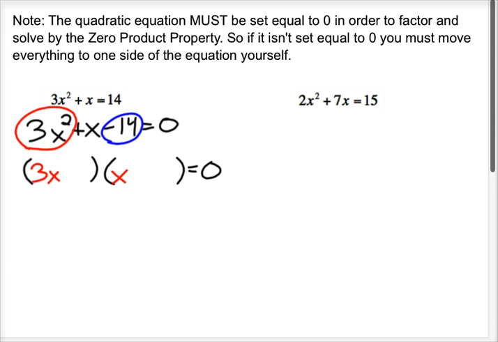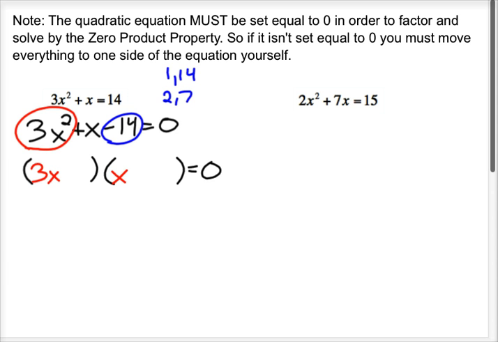Negative 14, well, that's 1 and 14, 2 and 7. Now, recall, the way that I'm going to be able to get a negative 14 is one of the numbers in the pair must be negative. So I need to keep that in mind when I'm putting these in, that one of my numbers is going to be negative. So we need to start looking to see what can we form to get here.